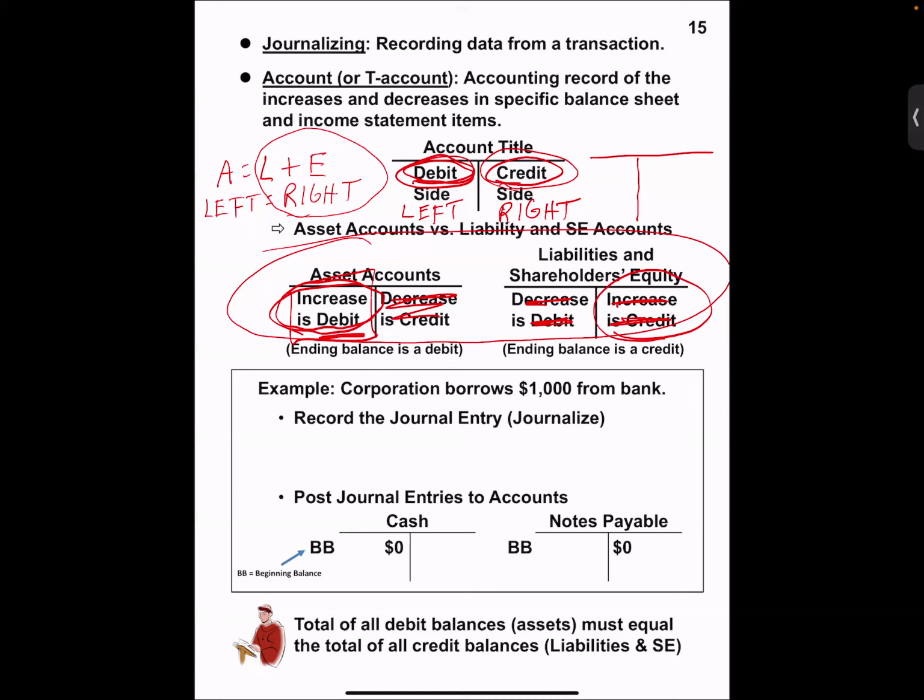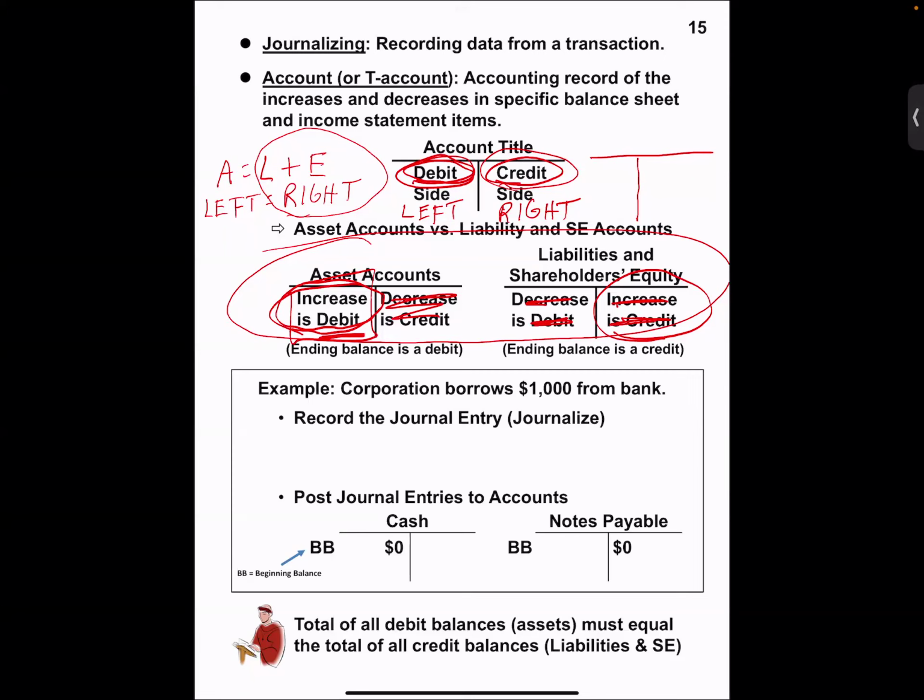Okay, so let's look at an example down here, going back to that scenario where the company borrowed $1,000 from the bank. First, we have to understand the nature of the transaction. The company just got $1,000 cash. Cash is one of our accounts, and it's nice when cash is involved, because it's easy to think about what happened to cash. Did it go up or down? In this case, our cash balance went up.